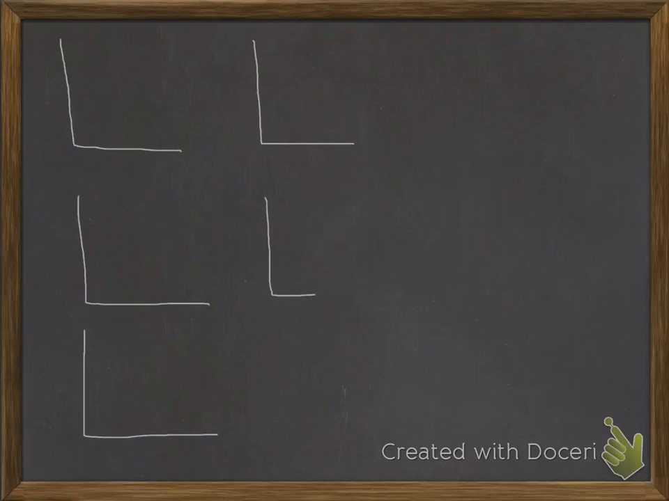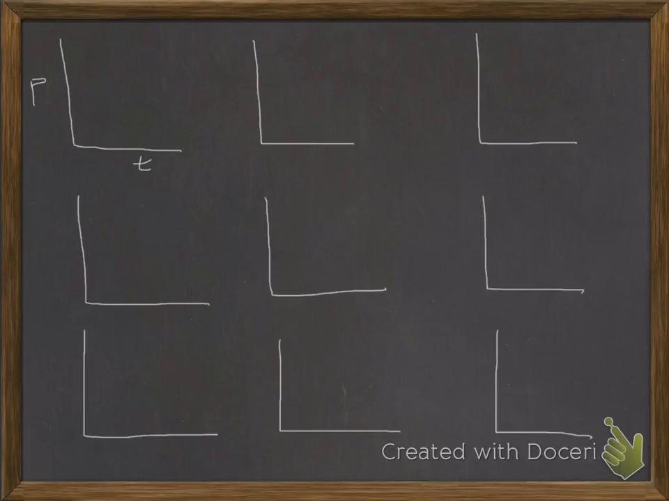I'm drawing 9 graphs here, 3 by 3. Yes, I invite you to draw 9 as well. In the top row, we're going to do our position versus time, affectionately known as PT graphs. Beneath that, we're going to get our VT graphs going on. And beneath that, our AT.